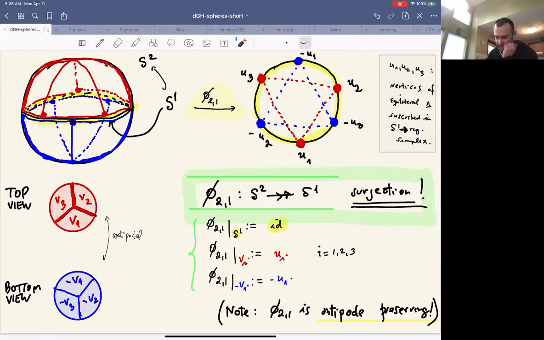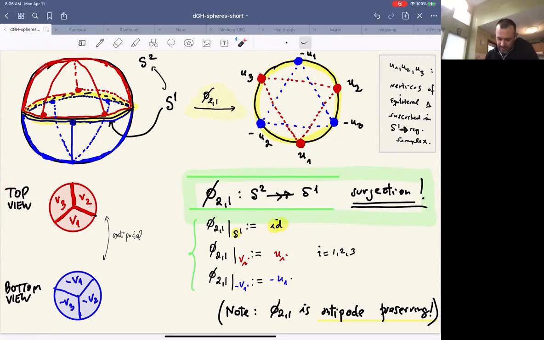So we produced a surjection from S2 into S1 in the following way. First, choose some equator, and then map the equator into S1 just by the identity map, and then divide the top hemisphere, in this case the red part, into 3 equal chunks: V1, V2, and V3. And notice, this is V from above.